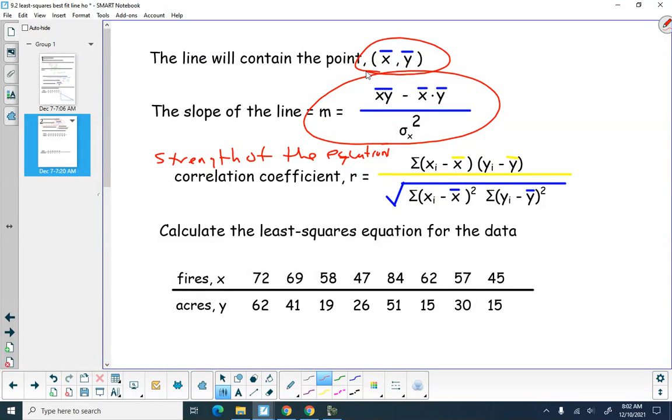Is it a good predictor? You can think of it as a confidence interval. If you take the square root of your correlation coefficient, your R value, it will give us our confidence, our confidence that we will get a pretty good prediction with respect to our equation.